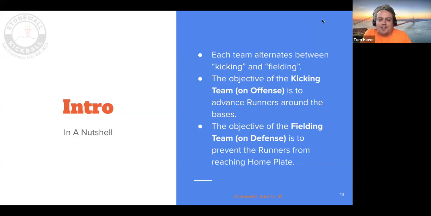So there are 2 teams, and the 2 teams are going to take turns playing the role of the kicking team and the fielding team. And so keep in mind that you'll each have an equal number of times to kick as you do to field. The objective of each team when they are kicking is to advance runners around the bases with the ultimate goal of scoring points or runs. So you can think of the team that is kicking as the team that is on offense. The objective of the fielding team, the team that is on defense, is to prevent the runners from moving around the bases, and especially prevent the runners from reaching home plate.